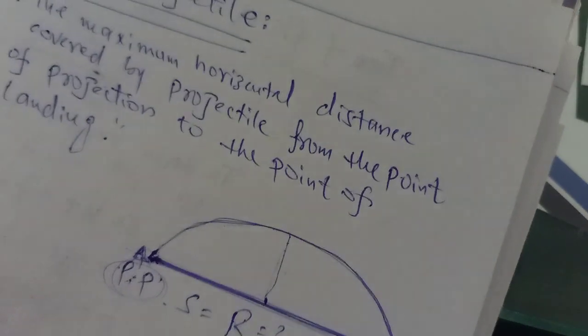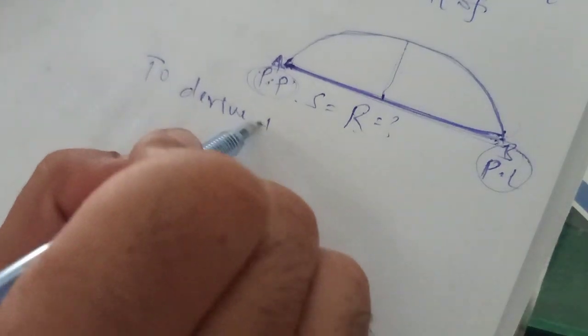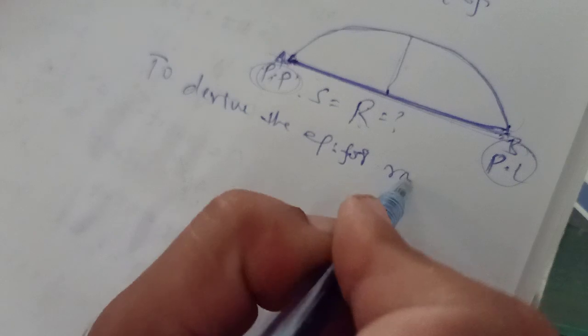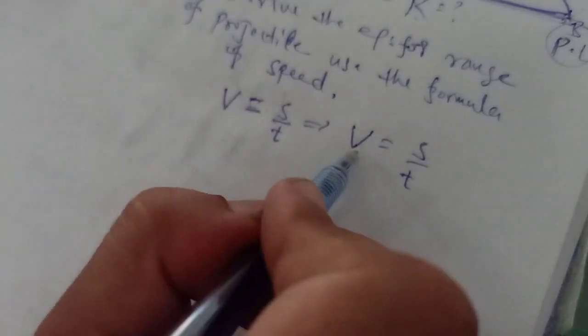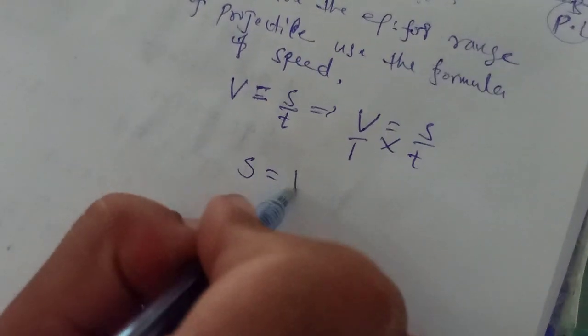Now, to derive the equation for range of projectile, use the simple formula of speed. As we know, the formula for speed is distance covered divided by time taken. V is equal to S by T. Now, if we cross multiply this, we get S is equal to V into T.